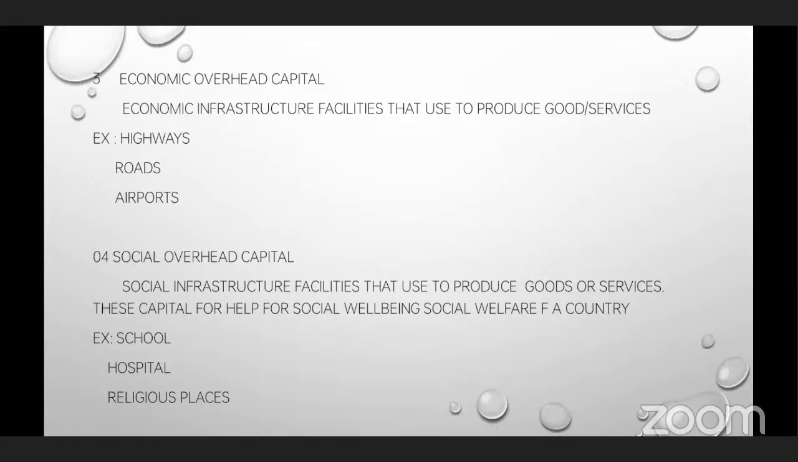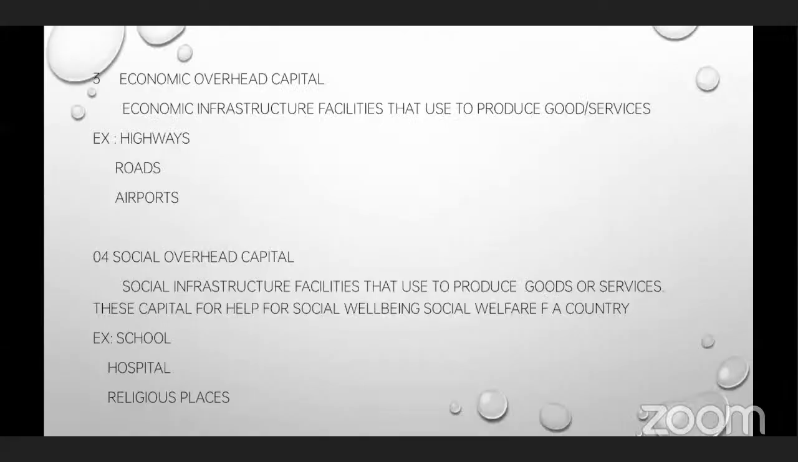Then the third one is economic overhead capital. Economic infrastructure facilities that are used to produce goods or services. These capital forms help the economic well-being of a country. Okay, examples for economic overhead capital: highways, roads, airports, hydropower units.